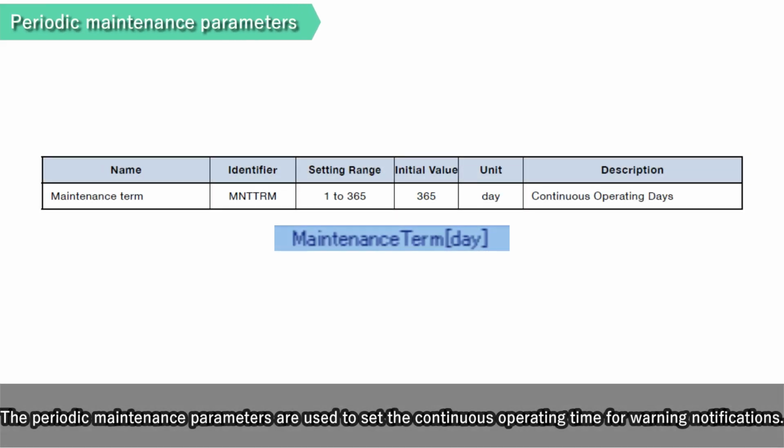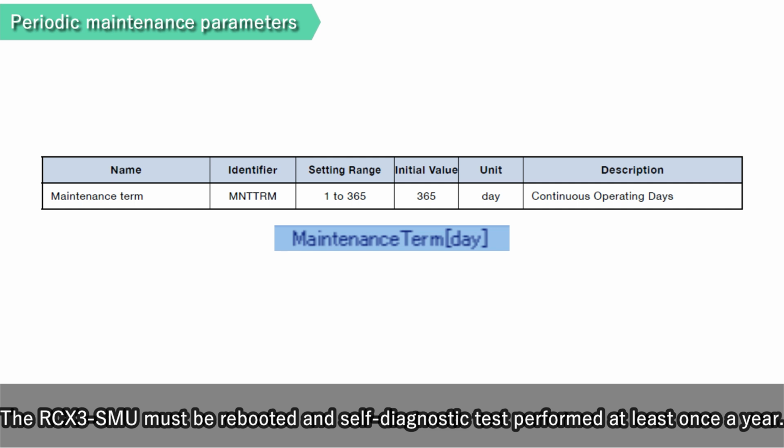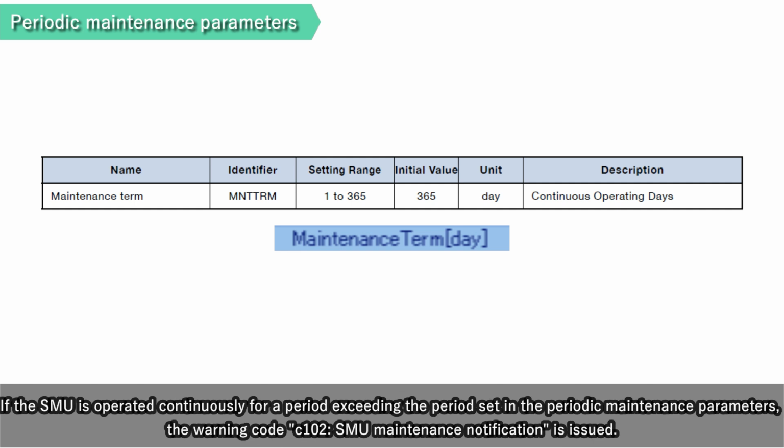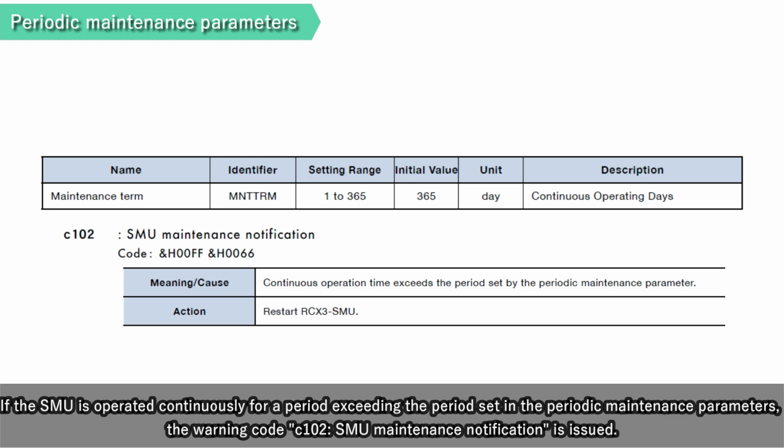The periodic maintenance parameters are used to set the continuous operating time for warning notifications. The RCX3-SMU must be rebooted and self-diagnostic tests performed at least once a year. If the number of consecutive days of operation exceeds the period set in the parameters, a warning will be issued to notify the operator. If the SMU is operated continuously for a period exceeding the period set in the periodic maintenance parameters, the warning code C102, SMU maintenance notification is issued.